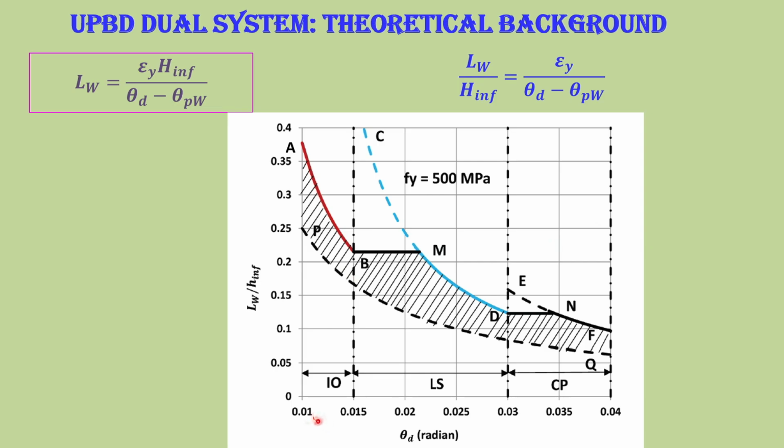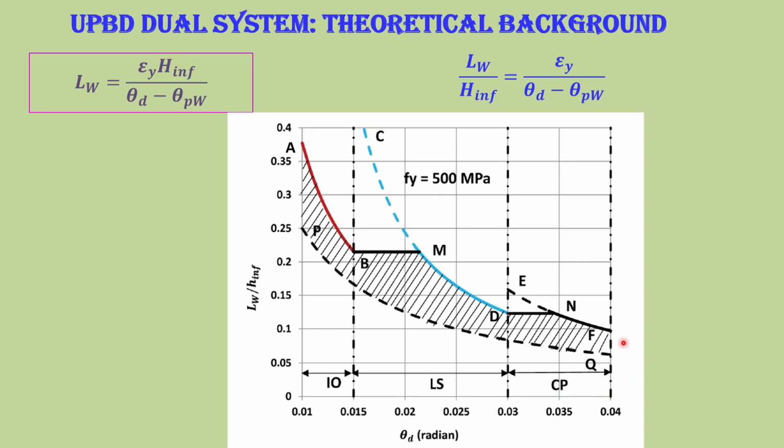So in the horizontal direction we have theta D, and in the vertical direction we have this LW by HINF ratio. Here we make an assumption about what theta D should be, conforming to IO buildings, LS buildings and CP buildings.